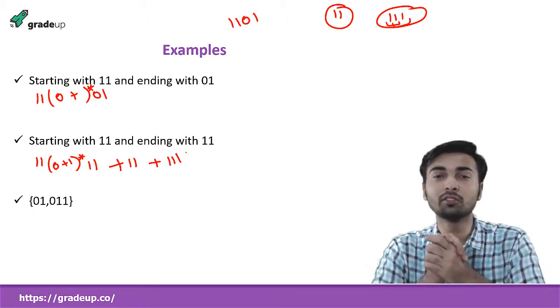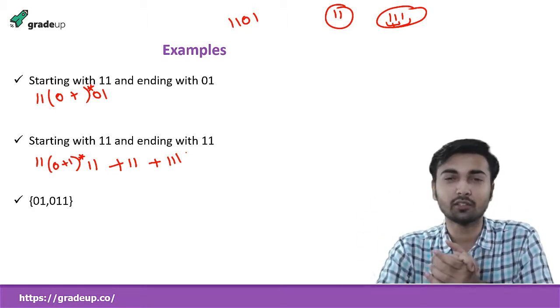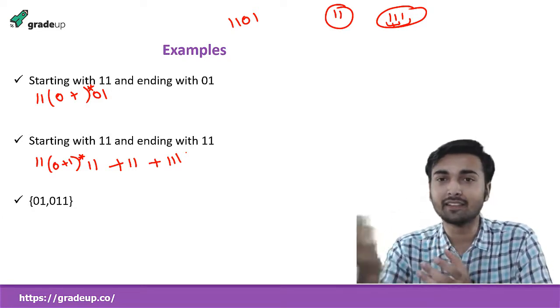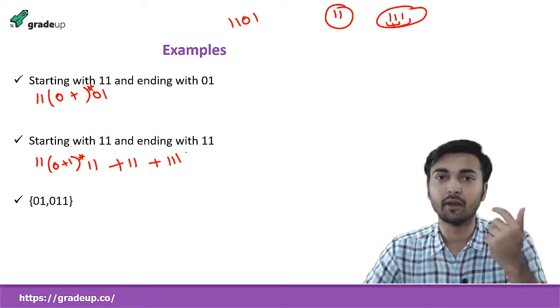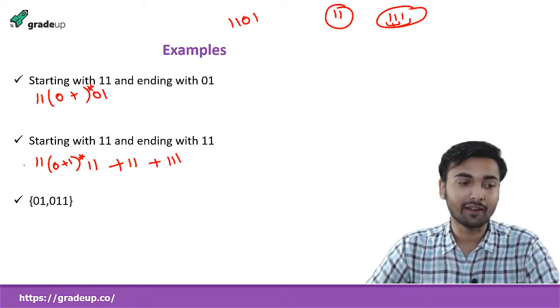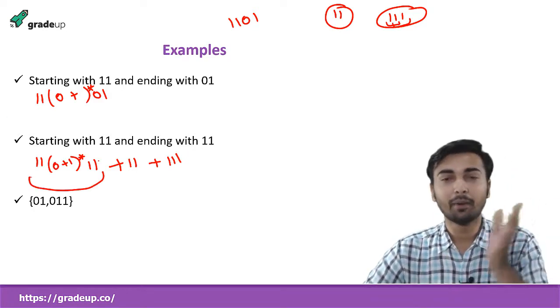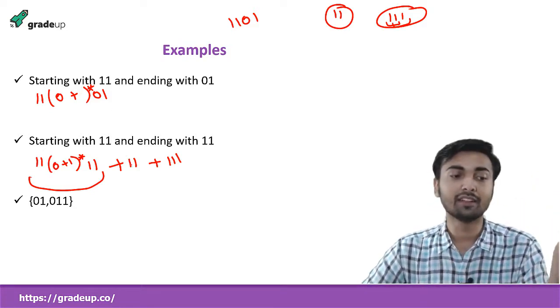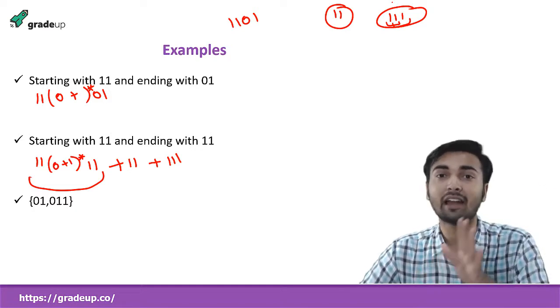In your interviews, your interviewer will ask, do you know TOC? You will say yes. He will ask this thing only: write the regular expression for starting with 1 1, ending with 1 1. You will very proudly write this. But at that time he will ask you, there are some strings you have left. So be careful at that time.